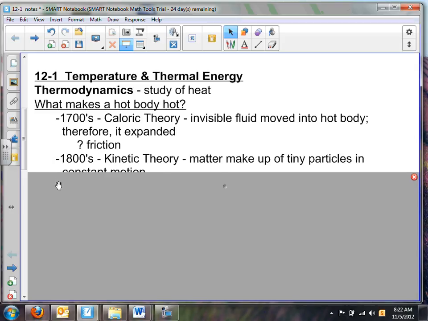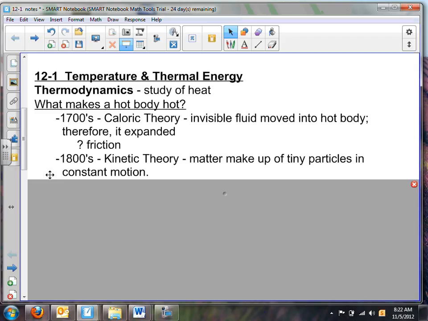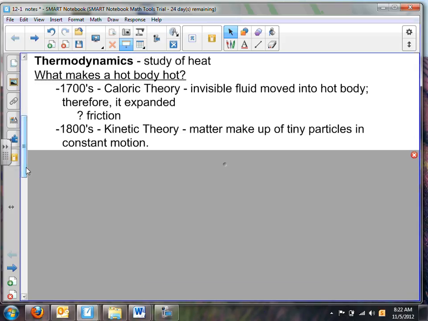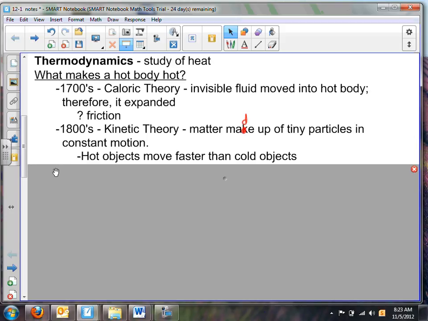In the 1800s, they came up with the kinetic theory. And this just says that matter is made up of tiny particles in constant motion. And we've got a typo here. Matter is made up of tiny particles in constant motion. Hot objects move faster than the cold objects.